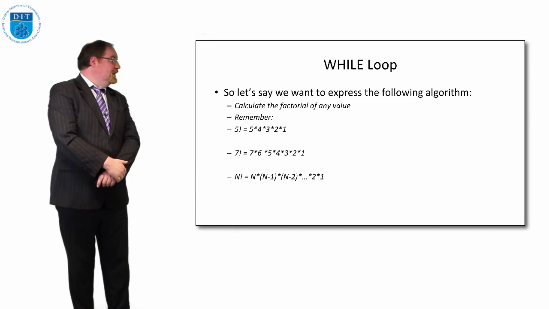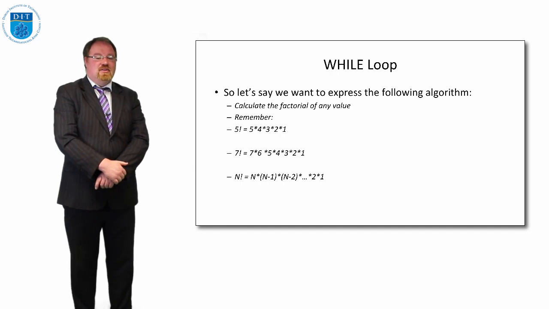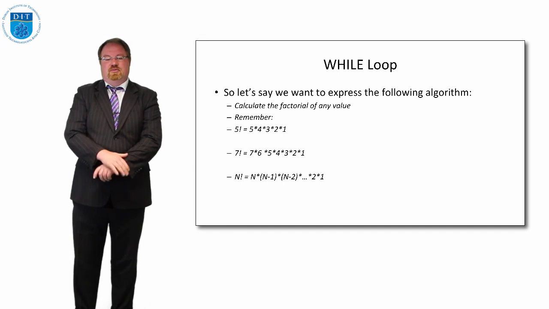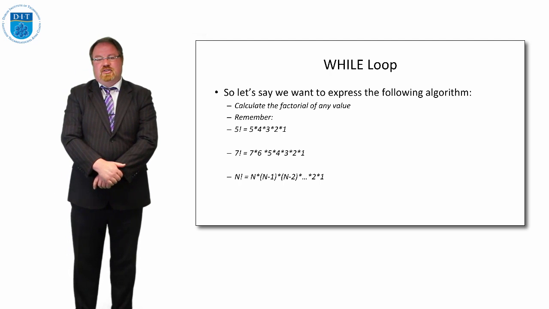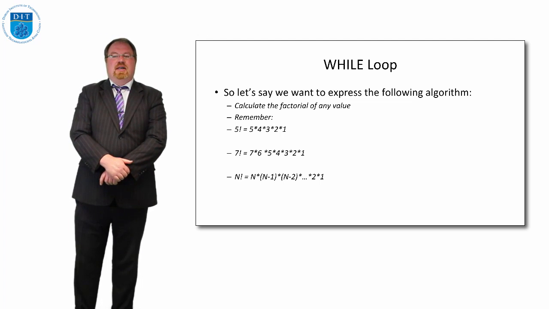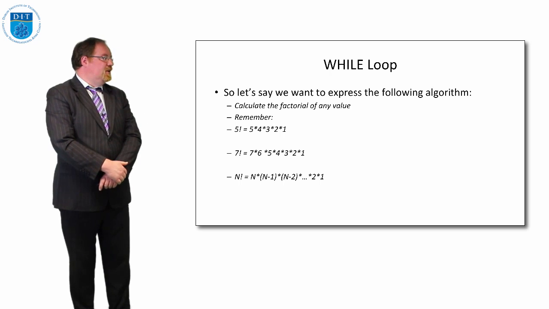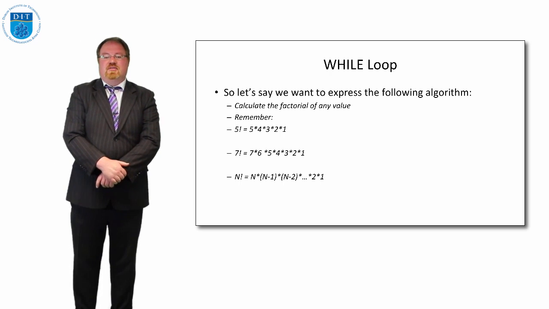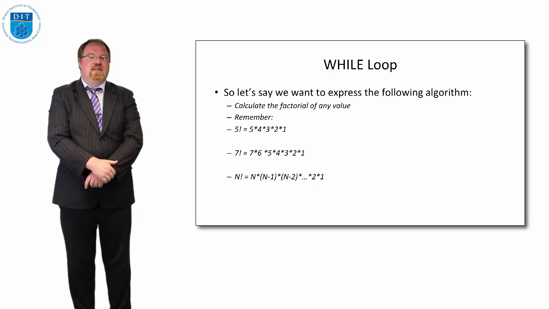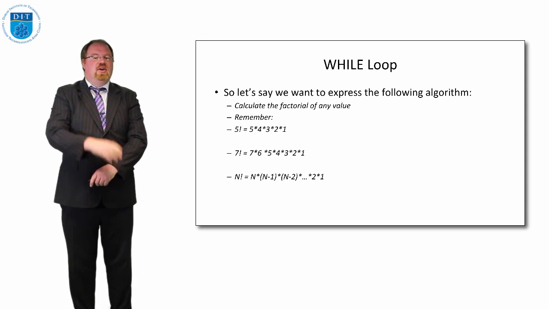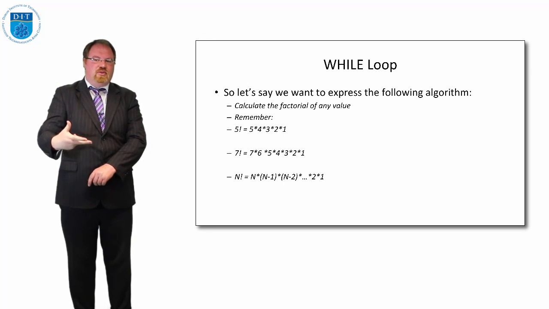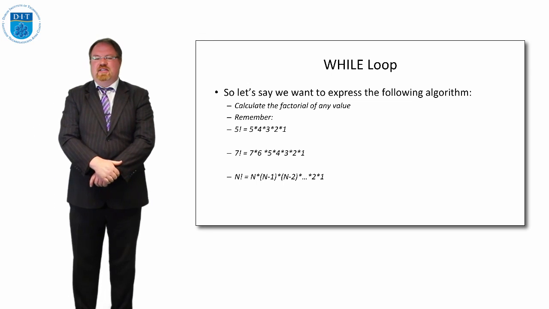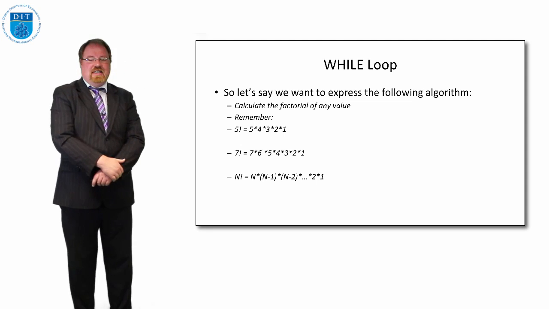Or any number n is n by n minus 1 by n minus 2 all the way down to 3 by 2 by 1. So if we have 3 factorial, it's 3 by 2 by 1, which is 6. If we have 4 factorial, it's 4 by 3 by 2 by 1, which is 24, and so forth. So it's definitely a loop kind of situation where we're going to be counting down from 5 to 4 to 3 to 2 to 1. Instead of accumulating the values, we'll be multiplying the values together instead.